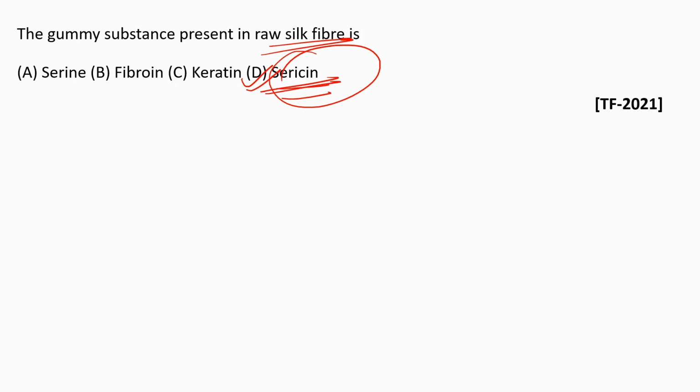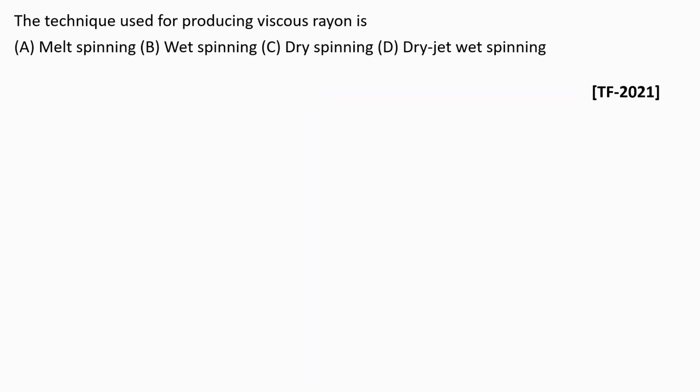Now coming to the next question. This question says: the technique used for producing viscose rayon is melt spinning, wet spinning, dry spinning, or dry jet wet spinning. If you know what these different spinning methods are, you can distinguish which technique is used for which fibers. Melt spinning is generally used for filament and staple types of fibers, whereas dry spinning is used only for filament, and wet spinning can be used for both.